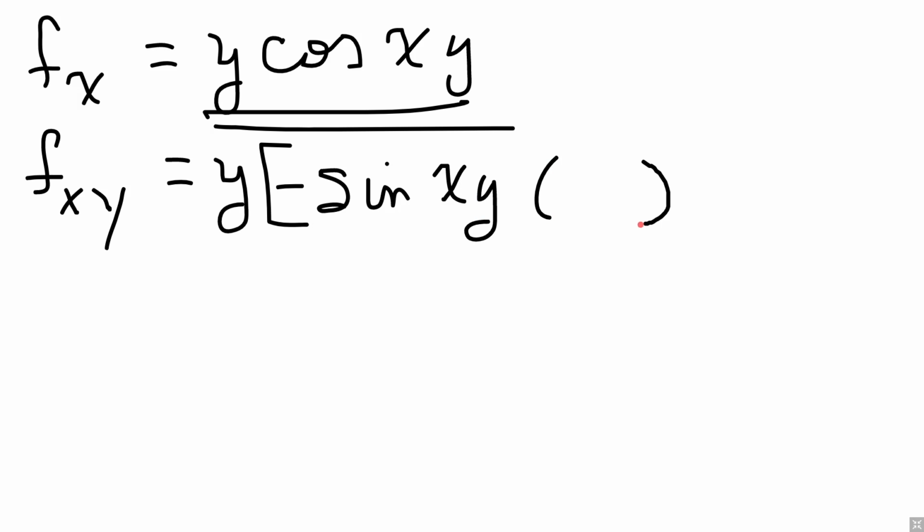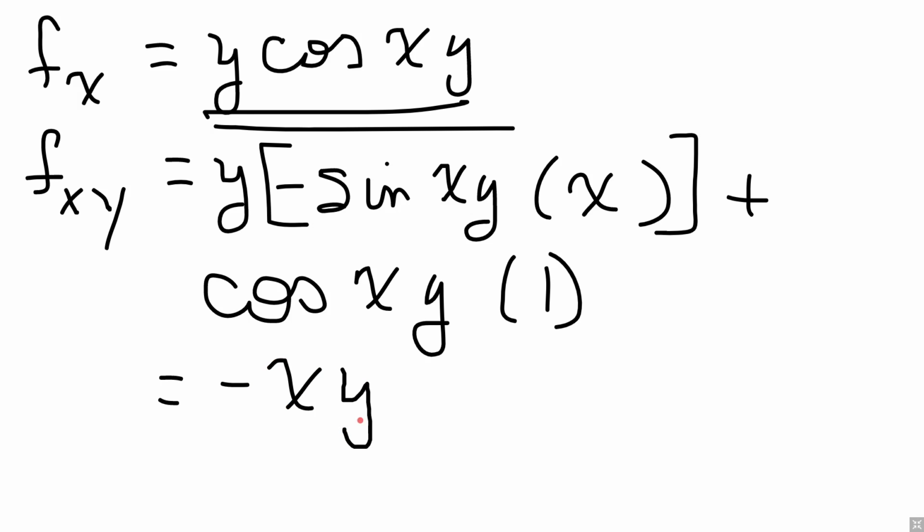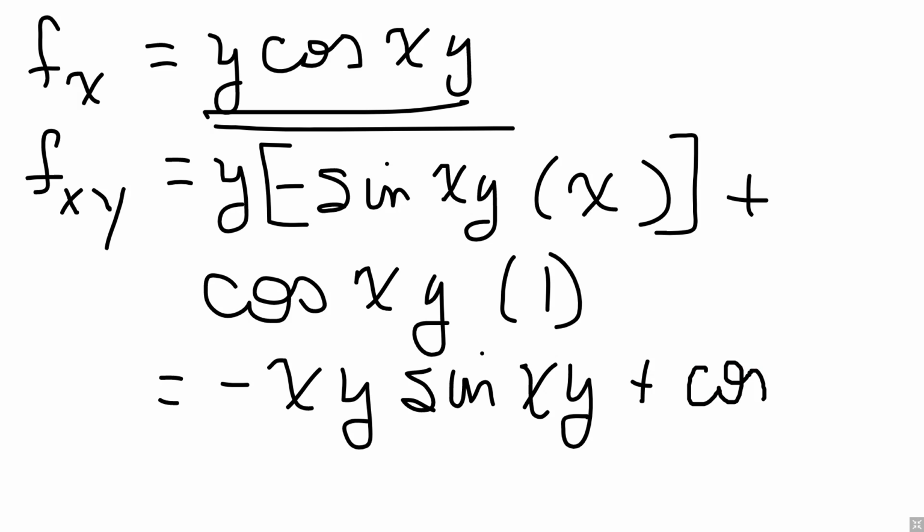times the derivative of the inside with respect to y, which is going to be x, plus the second times the derivative of the first with respect to y, which is 1. So if we clean this up, we're going to end up with negative xy times the sine of xy plus the cosine of xy. Any questions?